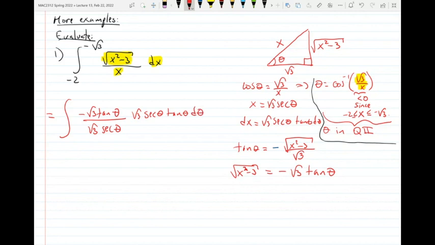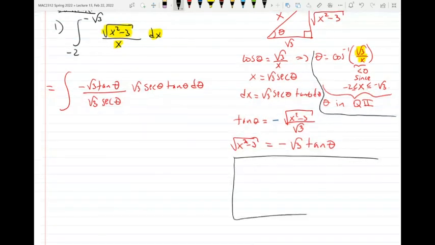And now let's change the limits of integration, okay? So let's see, when x equals negative 2, so let me do it here, changing the limits.